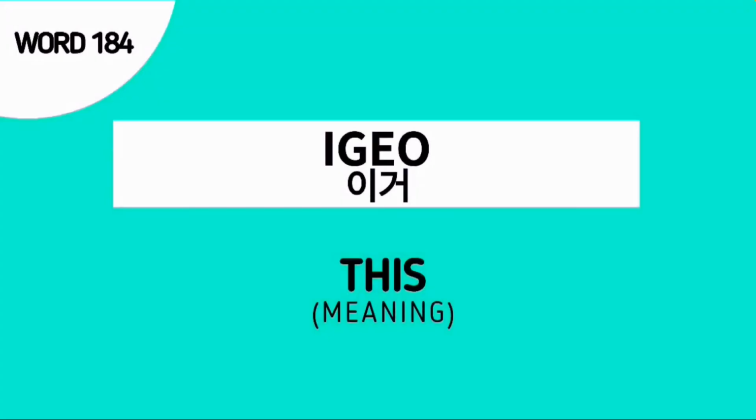The meaning of the word ego is this. So, this is used to indicate that you are talking about an object that is near to you.